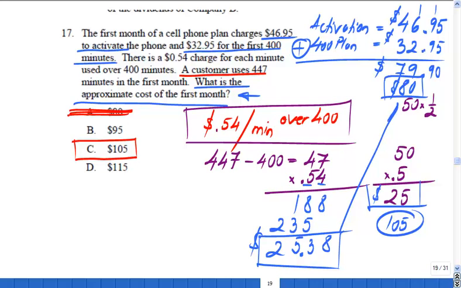$25.38, which is approximately 25, and if you add that to the $80, your first month charges for the plan and for the activation, C would be the best answer. And this is how you solve this problem, by following all these steps. This is a real life application problem, right? This is real life involving math.